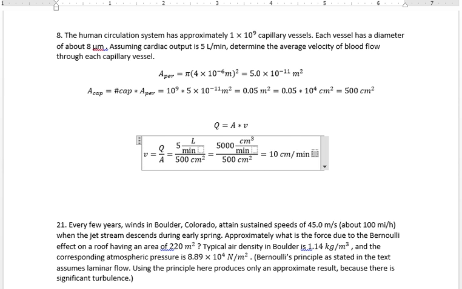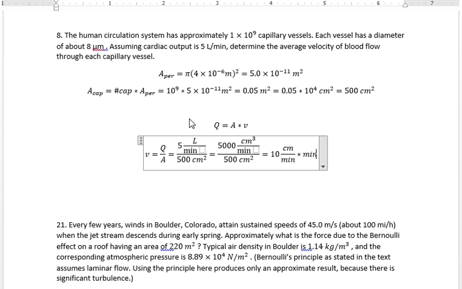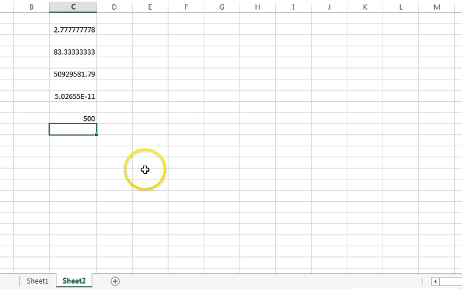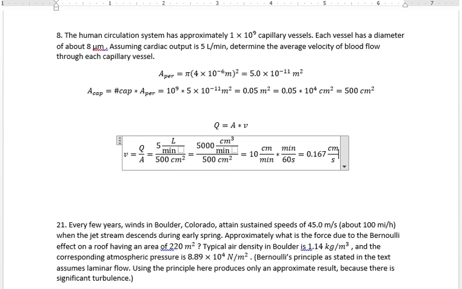Per minute times a minute per 60 seconds, so 10 divided by 60 is 0.167 centimeters per second. And that is the velocity of the blood in the capillaries. And that's it for problem 8.